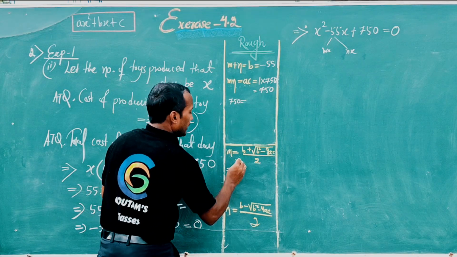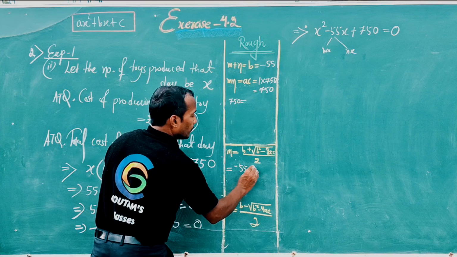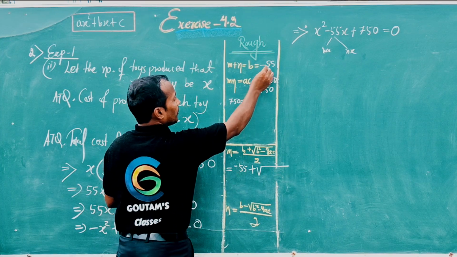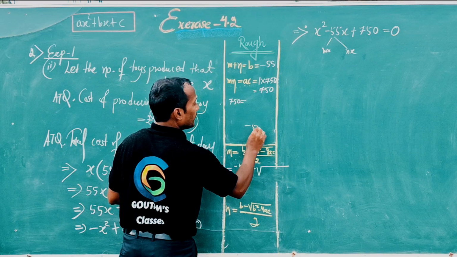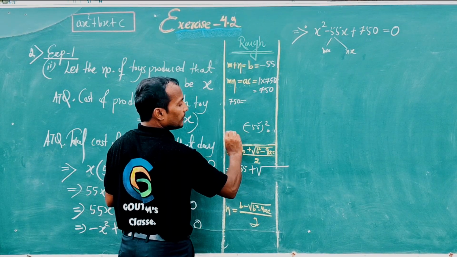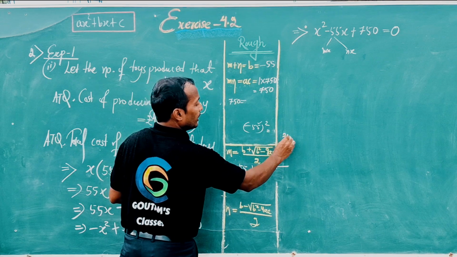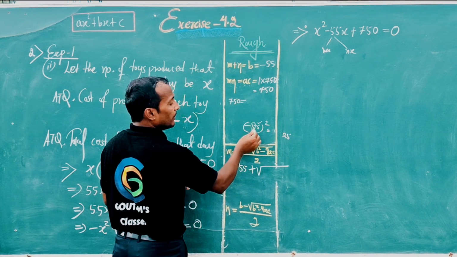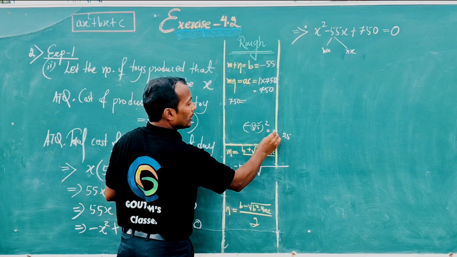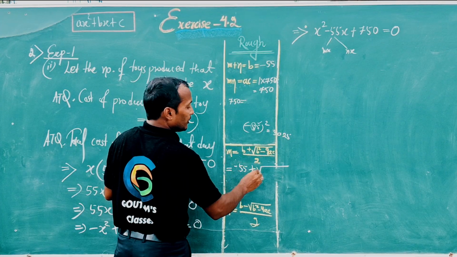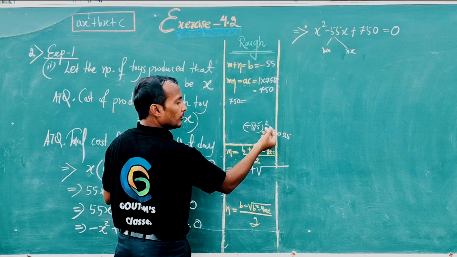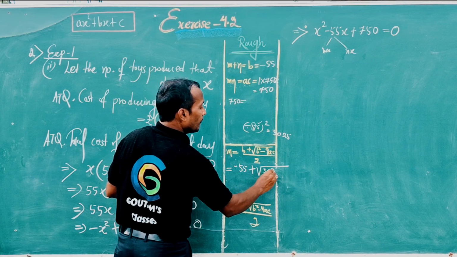Okay, now b is minus 55, plus root b square minus 4ac. b square means square of minus 55. Again a number ending with 5. Square of 5, write 25. The previous digit is 5. Next number after 5 is 6. So multiply 5 into 6, you get 30. So square of 55 is 3025. Negative it is, you have negative 55. Square of negative is positive 3025.